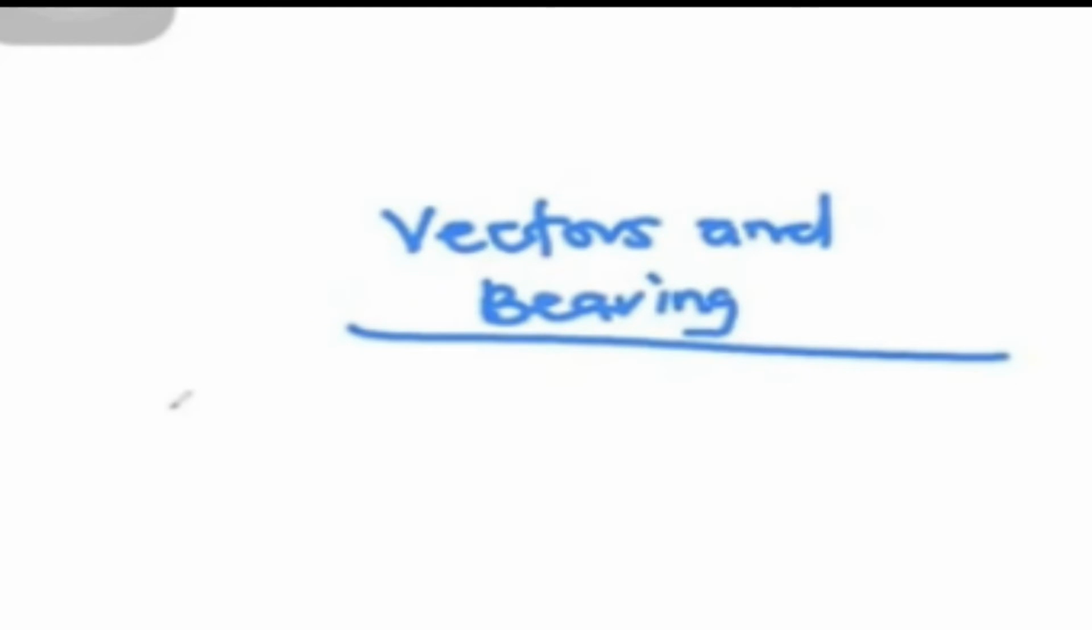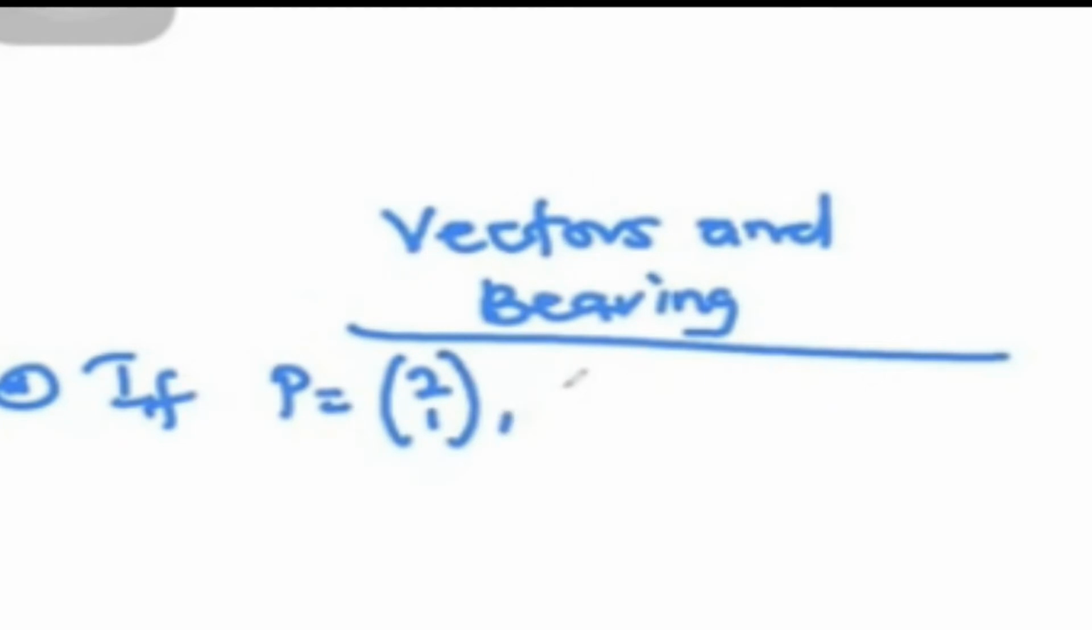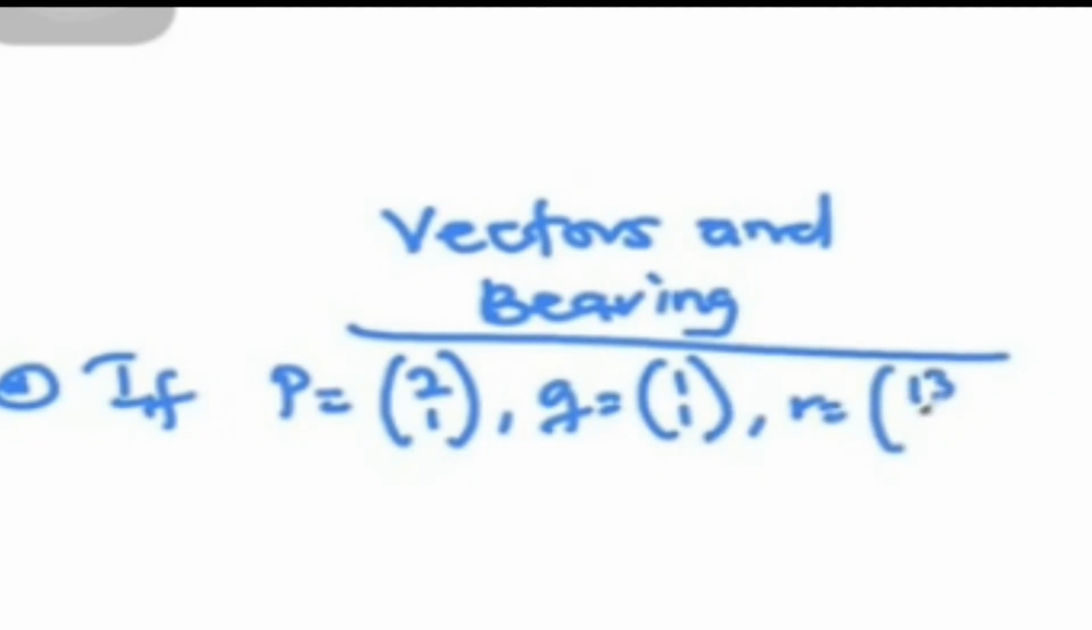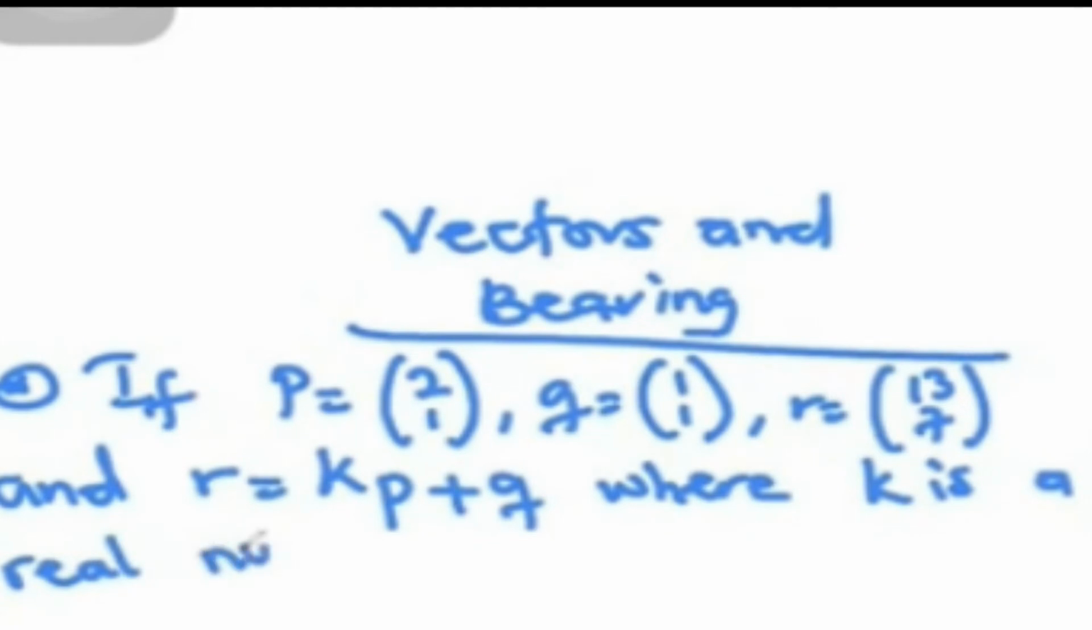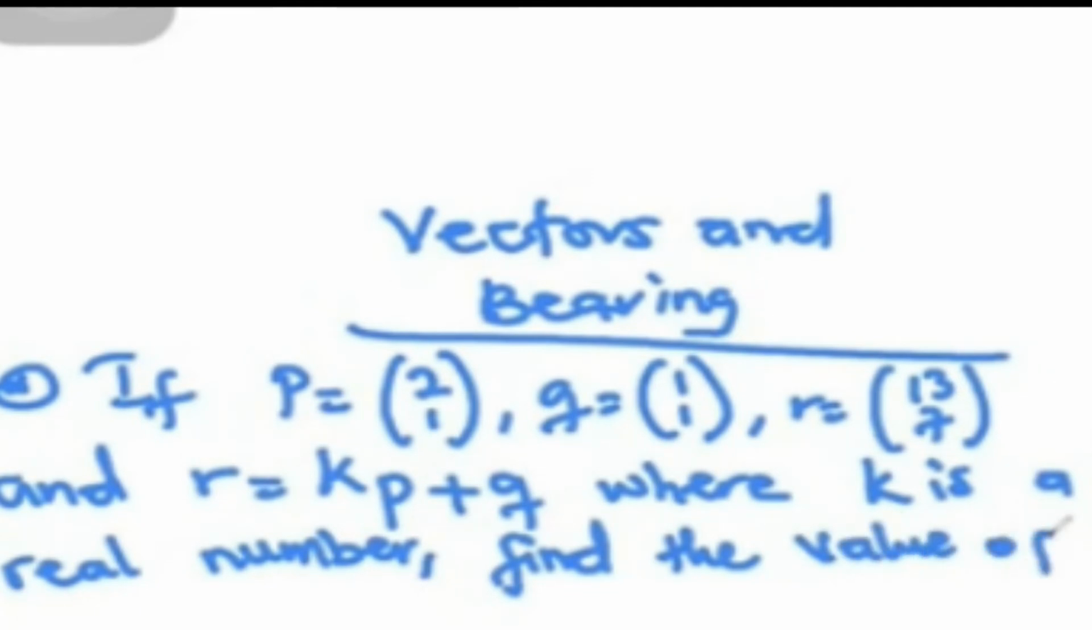All right, so with this one, let's pick some examples under the vectors. If P is equal to (2, 1), Q is equal to (1, 1), R is equal to (13, 7), and R is equal to K(P plus Q), where K is a real number, find the value of K.